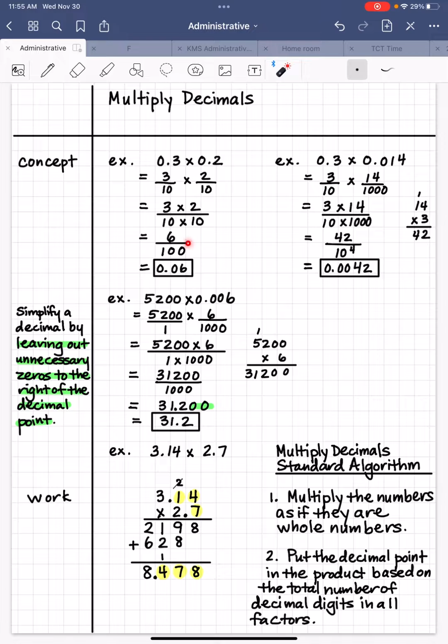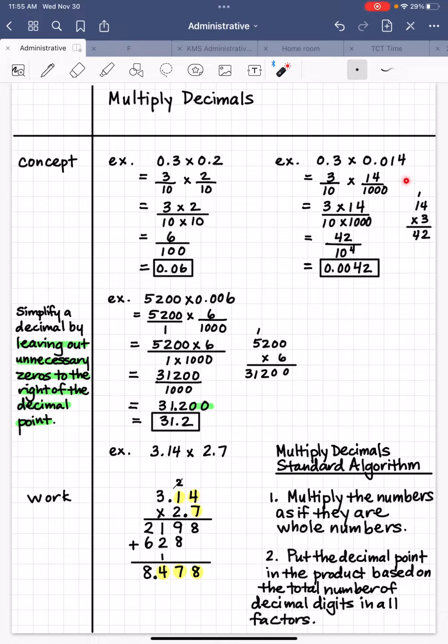Now, this number right here is now a decimal fraction. It's not in decimal notation, so we're going to copy the numerator, which is 6, and we need how many decimal digits? 1, 2. So we're going to annex, that means to place to the side of. We're going to annex 1 0 to the left of this 6, and then put the decimal point to the left of 0, 6, because we need 2 decimal digits, okay? So that's the idea behind multiplying decimals.